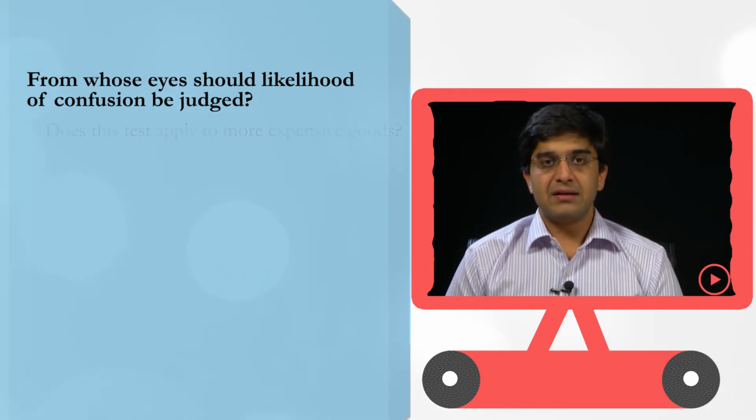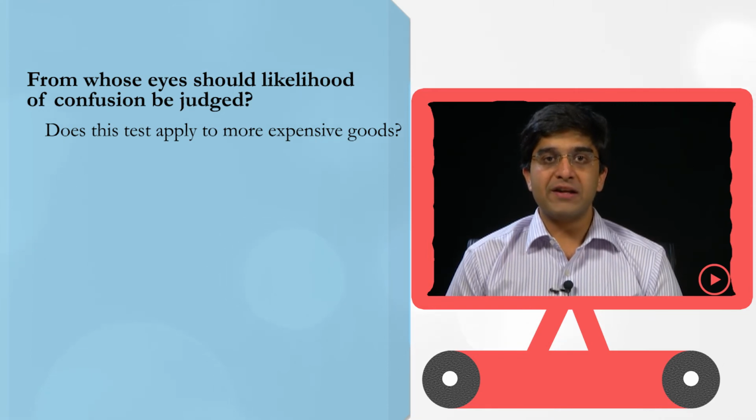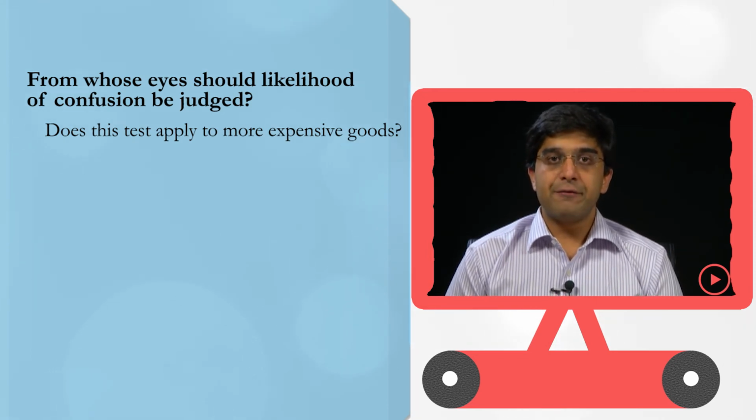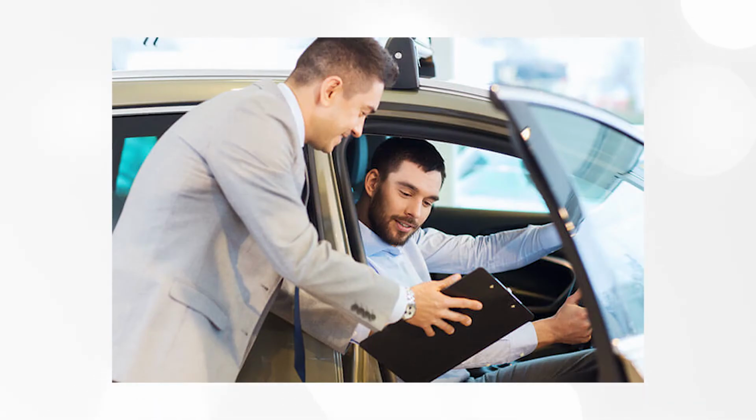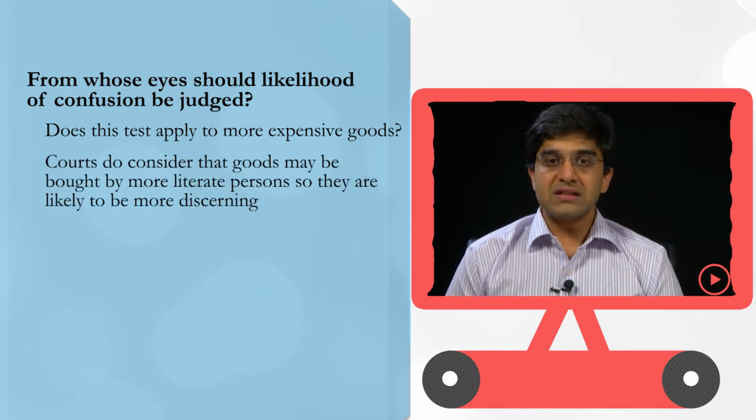The question is, does this test also apply to more expensive goods? For instance, if a person is going to buy a car, is it likely that he will be more discerning regarding the goods that he is buying? Will he not find out more about the car and ensure that the brand that he is buying is the one that he intends to buy? Courts do consider this factor when determining the likelihood of confusion, and for more expensive goods, there are certain courts which have held that a more discerning standard must be adopted.